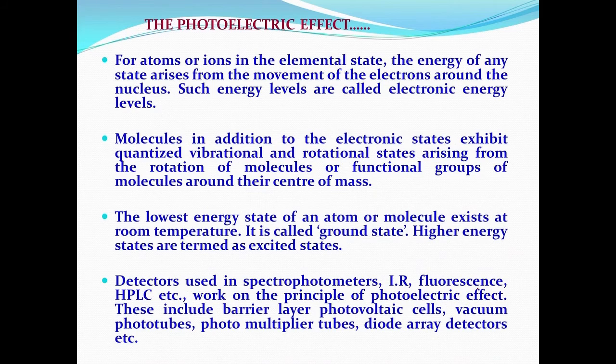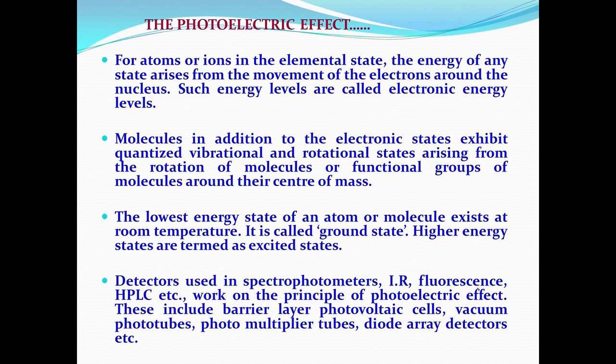So, we have two kinds of energy levels. One is the ground state, another is the excited state. When the electrons reach the excited state, detectors are used in spectrophotometers, infrared, fluorescence, HPLC, etc. They all work on the photoelectric effect, and the equipment is used to determine the current. Photoelectric effect means current is generated.